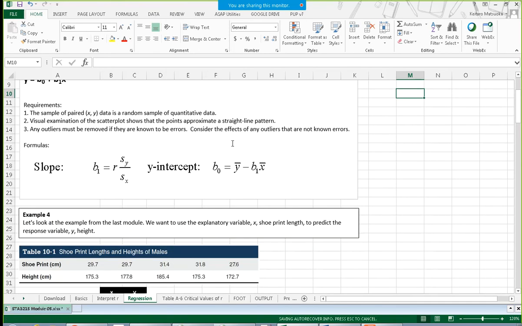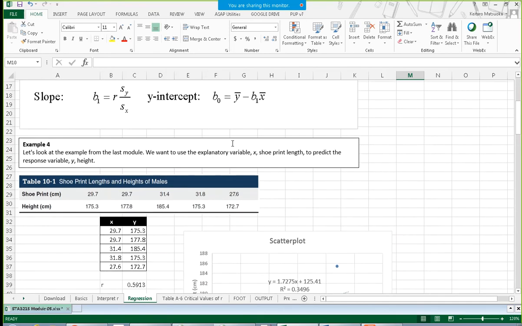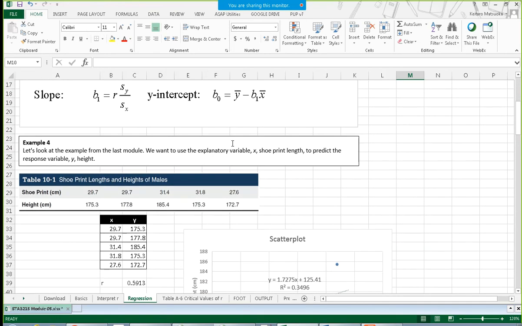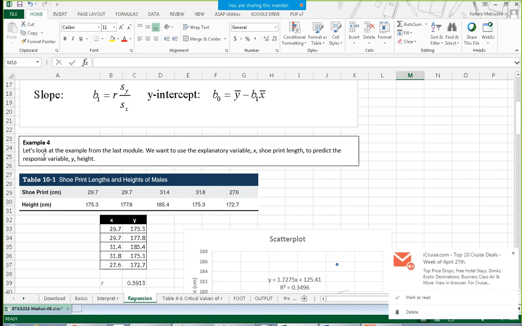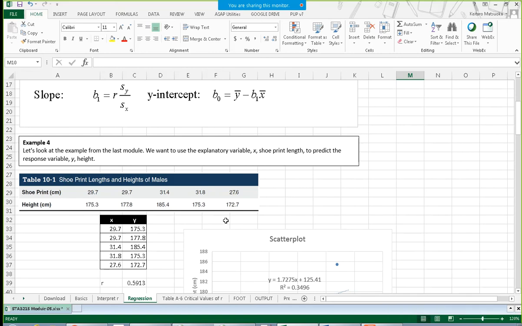We use regression to make a prediction. So given the data, we want to make a prediction. Looking at this example, we want to use the explanatory variable x, the shoe print length, to predict the response variable y. So given the shoe print length, we want to predict the height of a person. So here's the data we have.